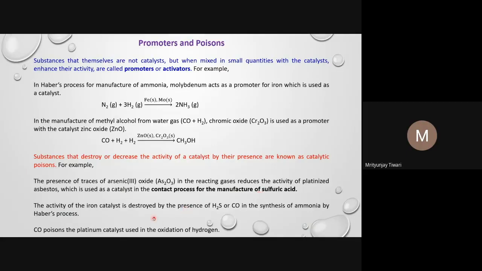Another example is that the activity of the iron catalyst is destroyed by the presence of H2S or CO in the synthesis of ammonia by the Haber process.